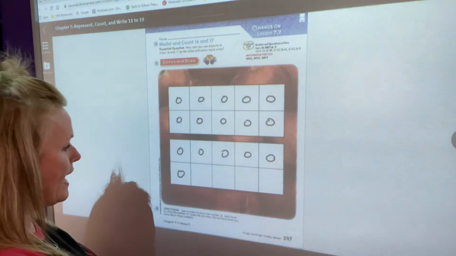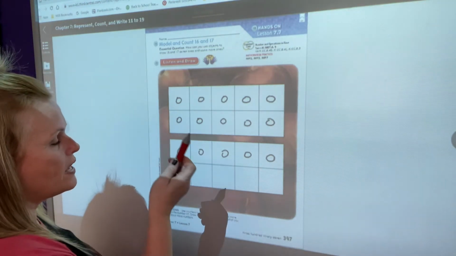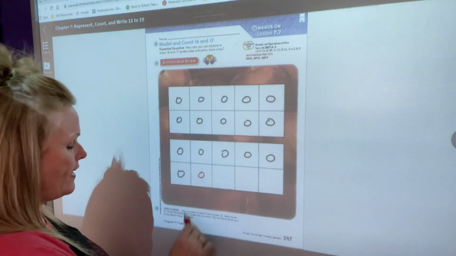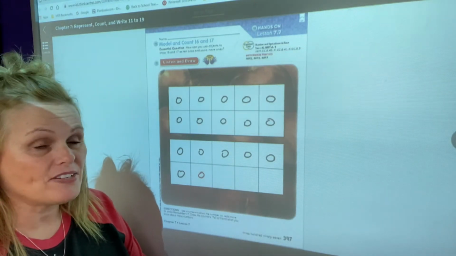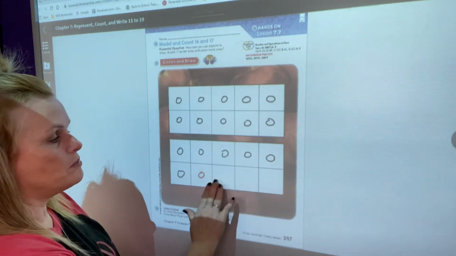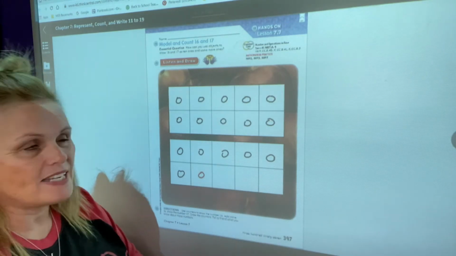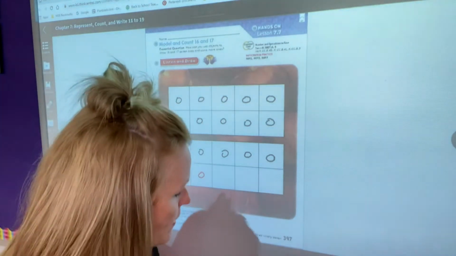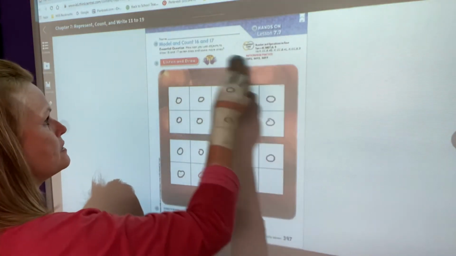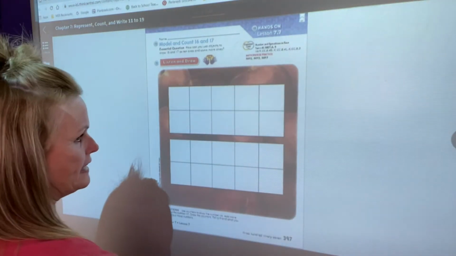I want you to add one more counter. I'm going to use a different color. If I added one more, what's one more than 16? It would be 17. And you notice how many are empty when you have 17. We talked about that when we were using single digits. Let's go ahead and go on to the next page, 398.